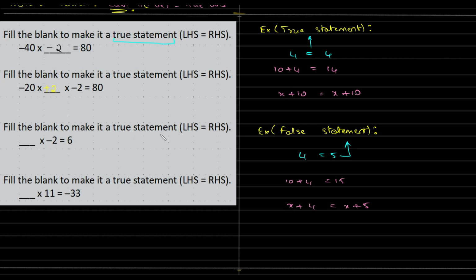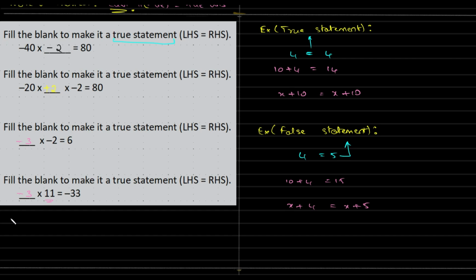Fill the blank to make it a true statement again. My final answer is positive, so there has to be an even number of negative terms. So negative 3 into negative 2 is positive 6. Positive 11 into what is negative 33? This has to be negative, obviously. Negative into positive is negative, so an odd number of negative terms. And this has to be 3.